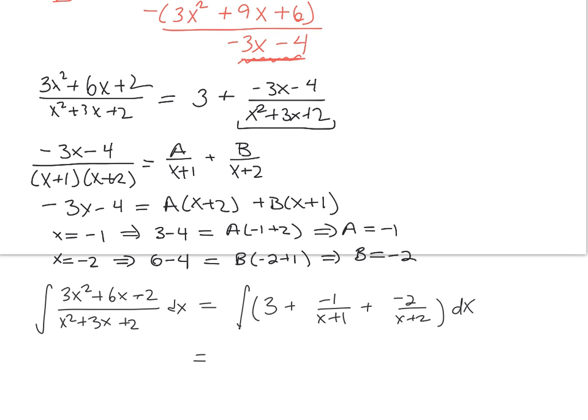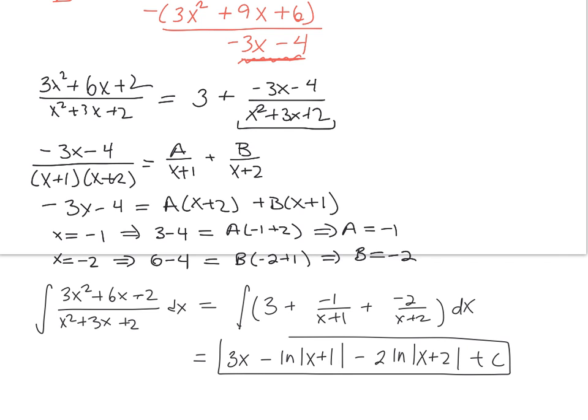And now anti-differentiate, we've got 3x, negative natural log absolute value x plus 1, minus twice natural log absolute value x plus 2, plus c. So just keep in mind that you have to apply this technique whenever the power of the numerator is bigger than or equal to the denominator's.